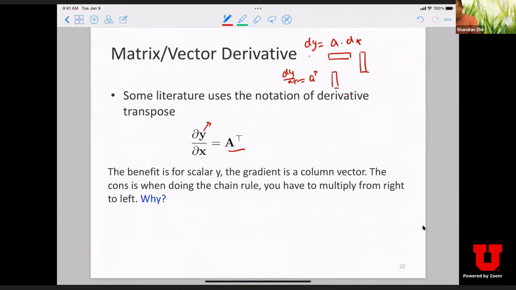But in whichever case, that's fine. It's just about how you feel comfortable organizing the elements in your gradient. The key thing that is invariant is the derivative. As long as you can write down the derivative of y equals something times dx, you get your gradient, no matter if your gradient is defined as a or a transpose.